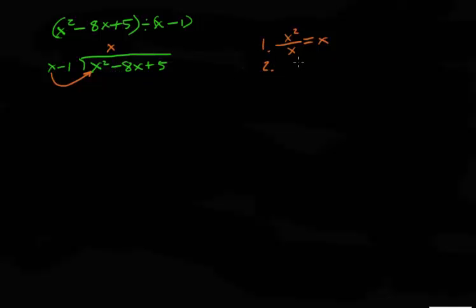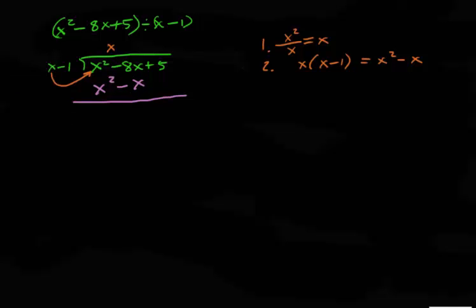Second step, you want to take that x that we just found and multiply by the x minus 1, the divisor. That will be x squared minus x. Okay, now that comes over here, and we're going to subtract it. So we set it underneath here. Notice how I line up the like terms, x squared, and the 8x and the x here, minus 8x minus x.